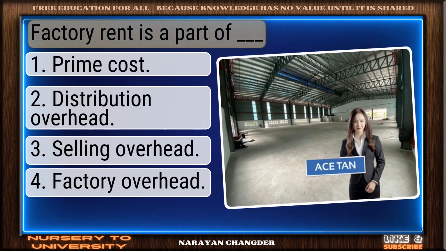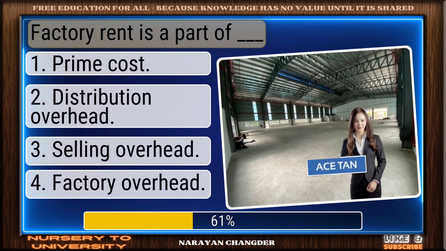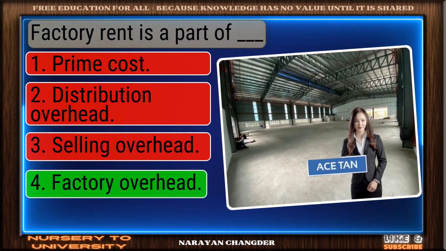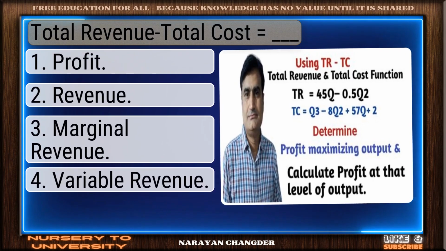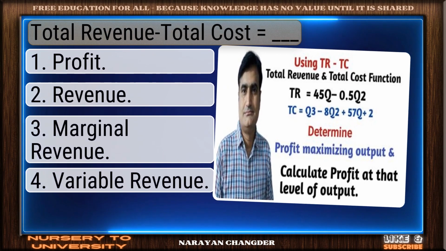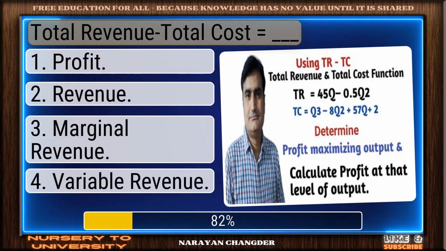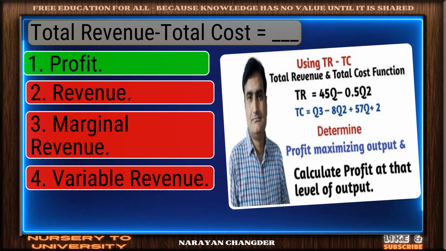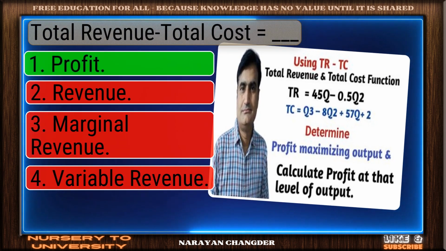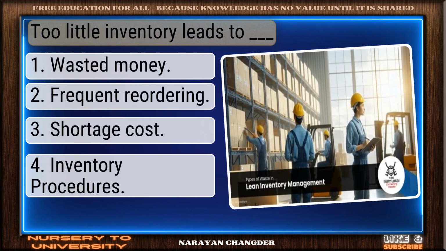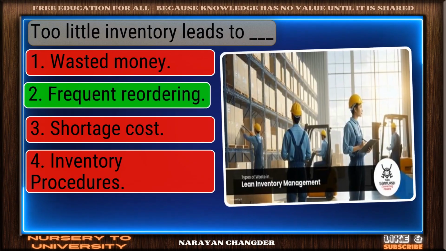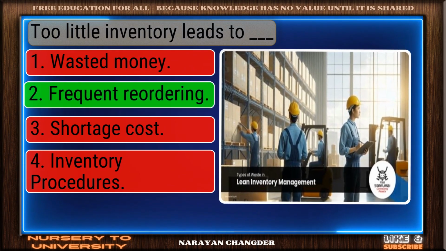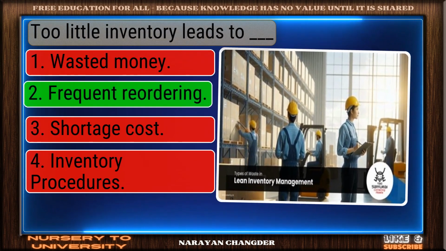Factory rent is a part of a ___. On track. Factory overhead is correct. Total revenue minus total cost is equal to ___. Excellent. Profit is well reasoned. Too little inventory leads to ___. Smart move. Frequent reordering is the accurate answer.